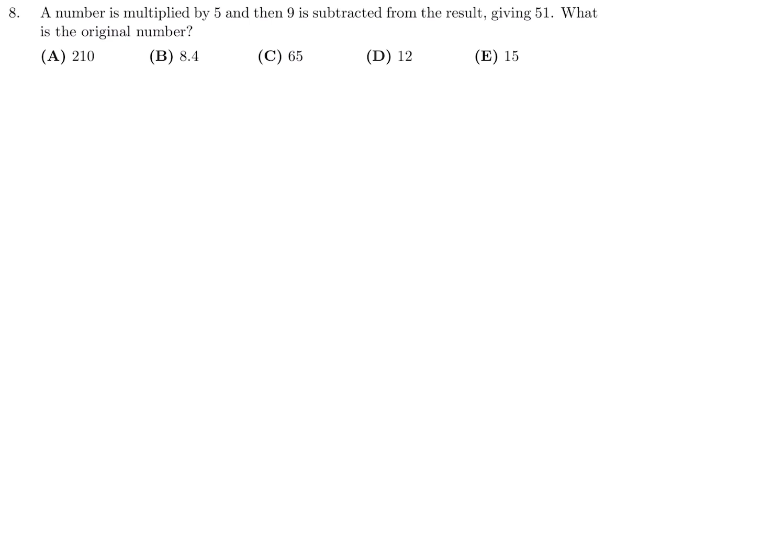A number is multiplied by 5, and then 9 is subtracted from the result, giving 51. What is the original number? Let the original number be x. First you are multiplying by 5, then you subtract 9, and the result is 51. So this is what we have to solve. 5x will therefore be 60, and x is equal to 12. So number 8, the answer is D.